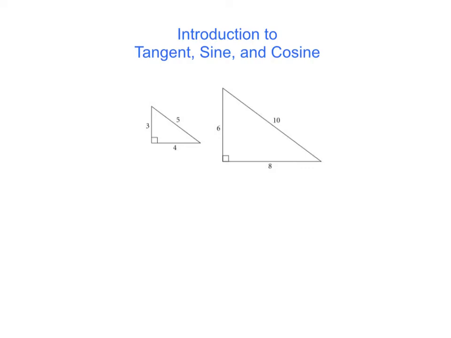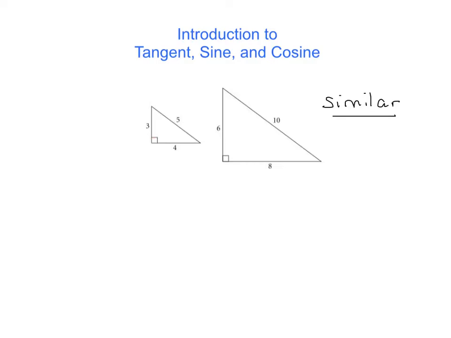Here are two right triangles. One is a 3, 4, 5 right triangle, and the other is a 6, 8, 10 right triangle. And these two triangles are similar. And the word similar in geometry actually has a very specific meaning. In this case, what it means is that all three corresponding angles are congruent.